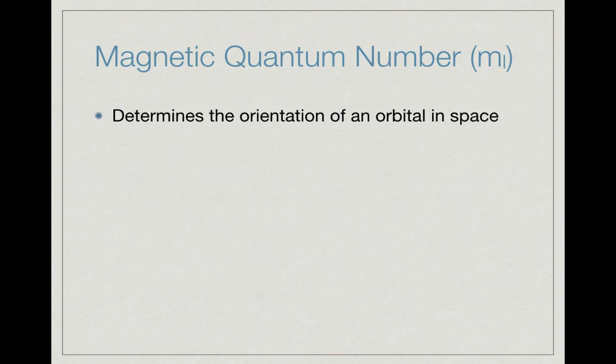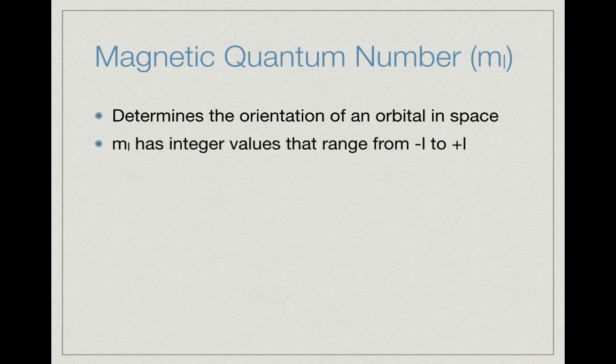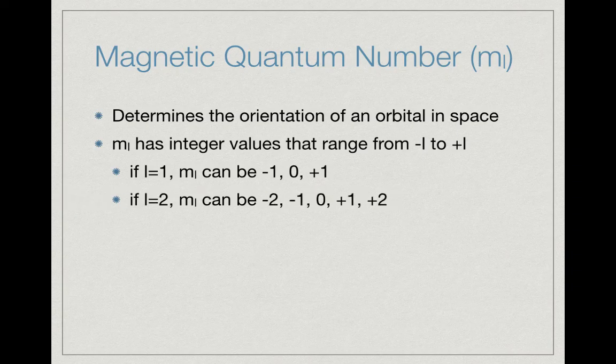The next quantum number is the magnetic quantum number, m sub L, and this determines the orientation of a particular orbital in space. It has integer values that range from minus L to plus L. So let's say we have a p orbital where L is equal to 1. In that case, m sub L can be minus 1, 0, and plus 1. So we have 3 different values there. If L were equal to 2, then m sub L could be minus 2, minus 1, 0, plus 1, and plus 2.